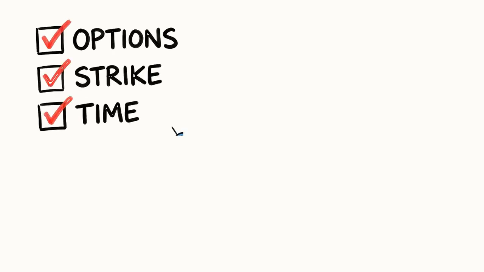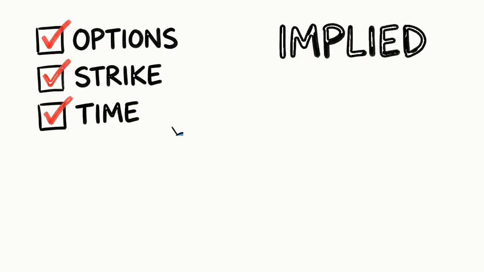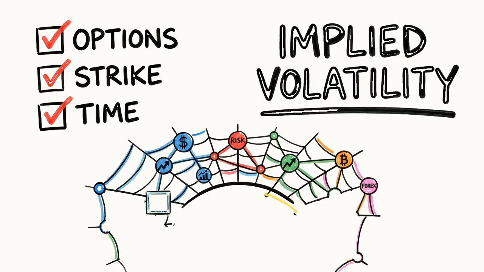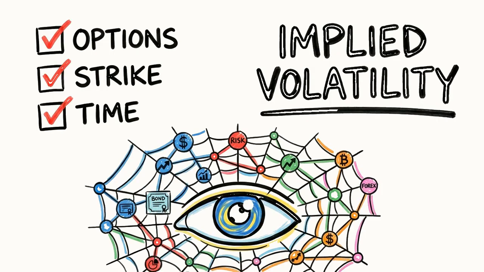You now know what an option is. You know about strike prices and time. But there's one more force that drives the price of every contract you'll ever trade. It's called implied volatility. And once you understand it, you'll see the market completely differently.